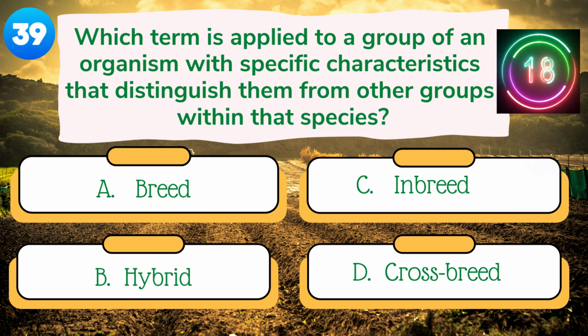Which term is applied to a group of an organism with specific characteristics that distinguish them from the groups within that species? A. Breed. B. Hybrid. C. Inbreed. D. Crossbreed.